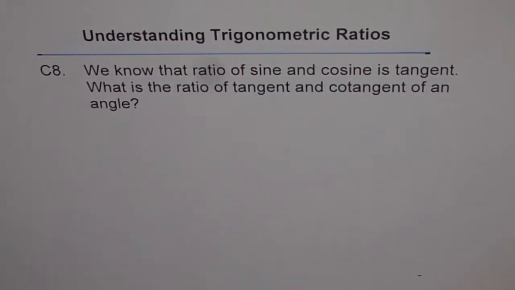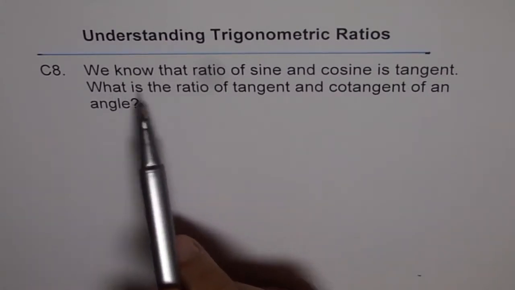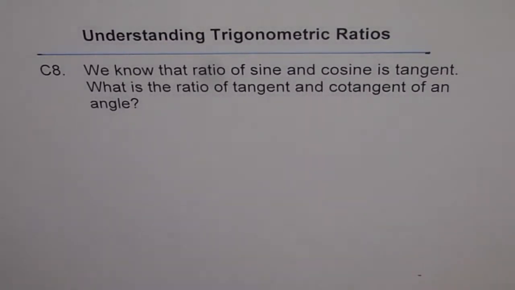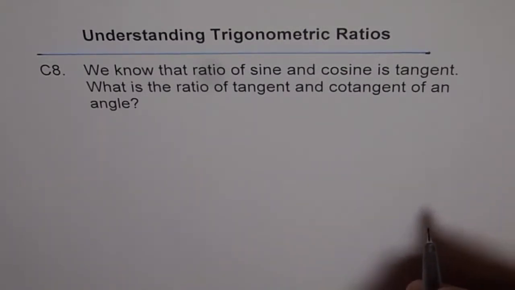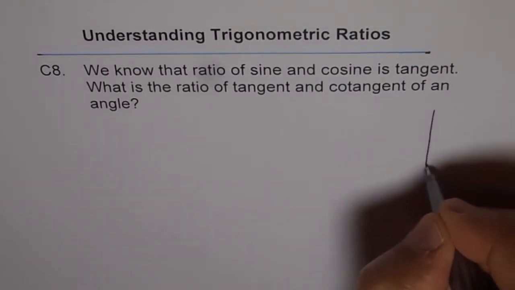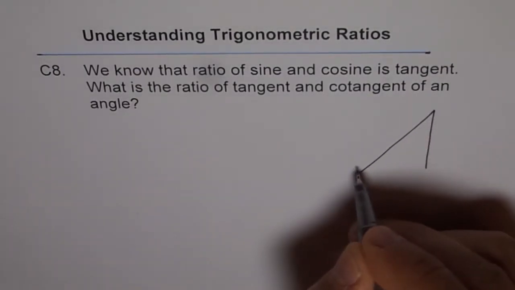Understanding trigonometric ratios. Communication question 8, C8. We know that the ratio of sine and cosine is tangent. What is the ratio of tangent and cotangent of an angle? Well, that is kind of interesting, and let's try to sketch a diagram and then relate the two.